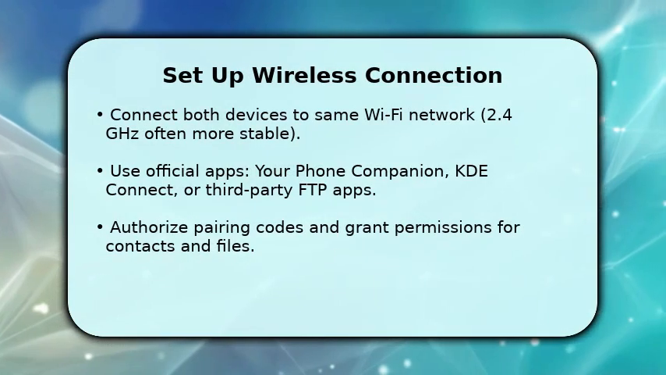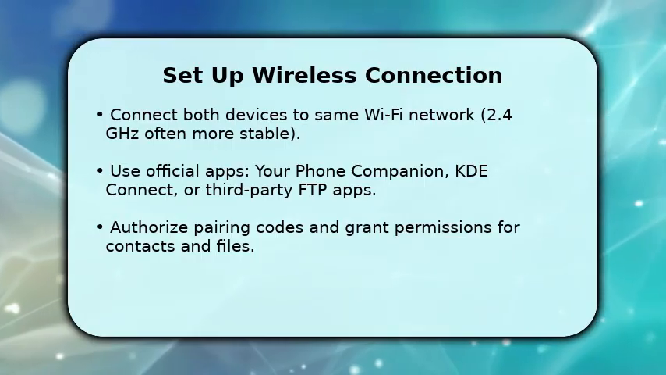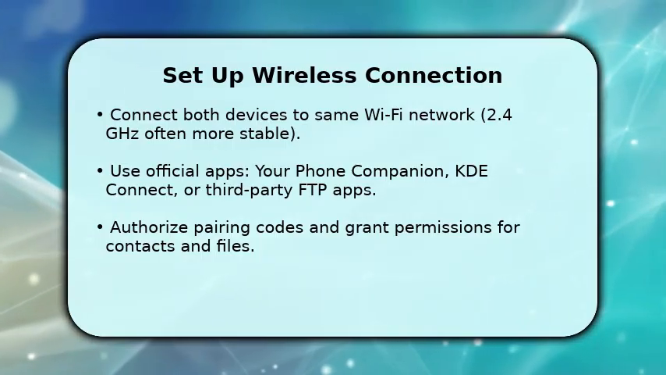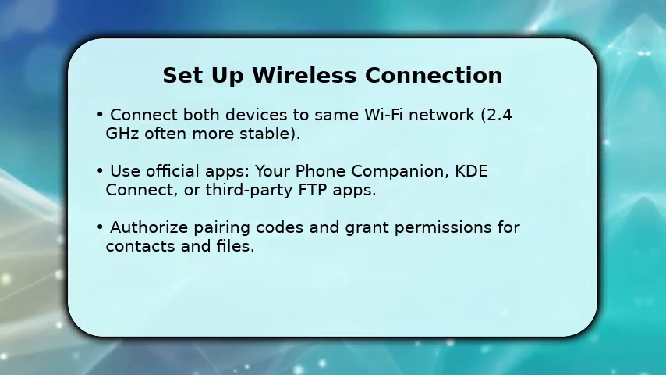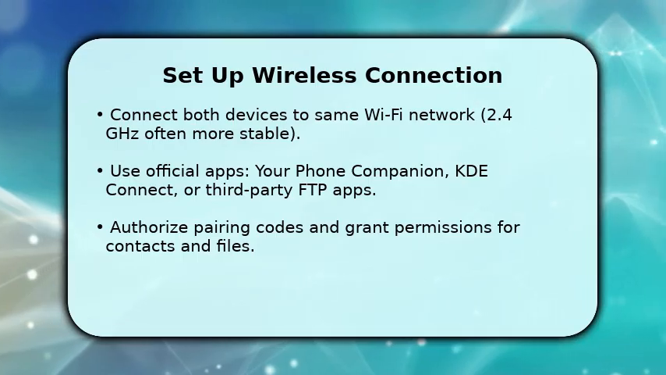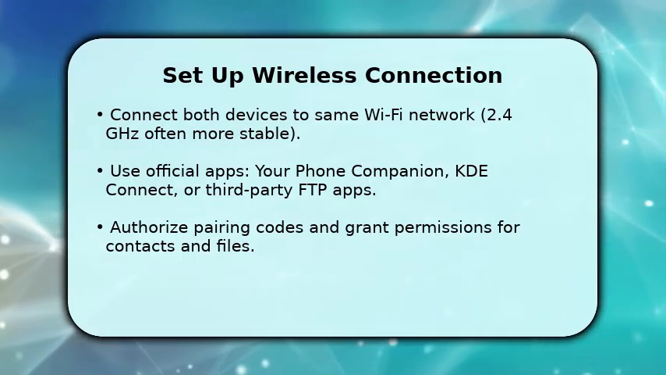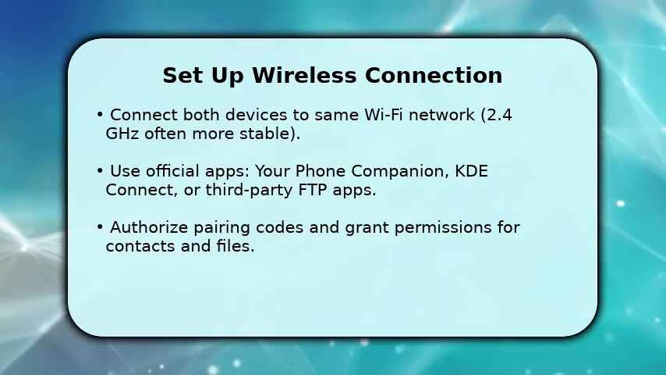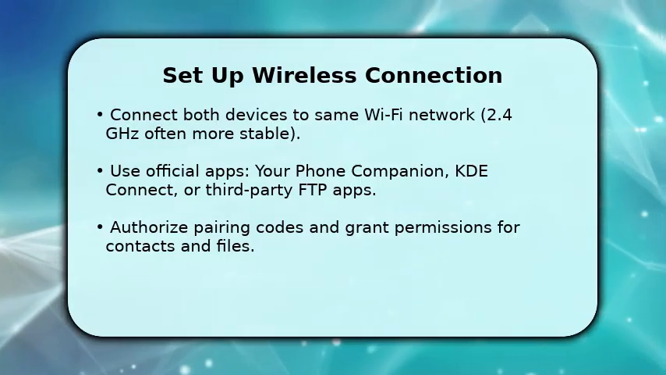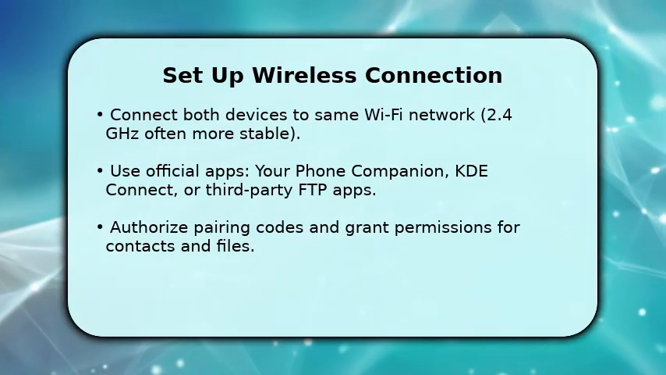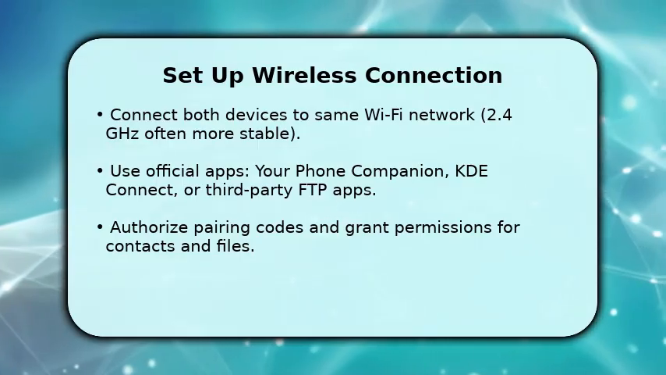Next, switch to wireless if you prefer a cable-free workflow. You must connect both phone and PC to the same Wi-Fi network. 2.4 GHz is often steadier for local links. Install and open the matching app on each device. For example, your phone companion for Windows, KDE Connect for Linux, or an FTP app for direct file access.